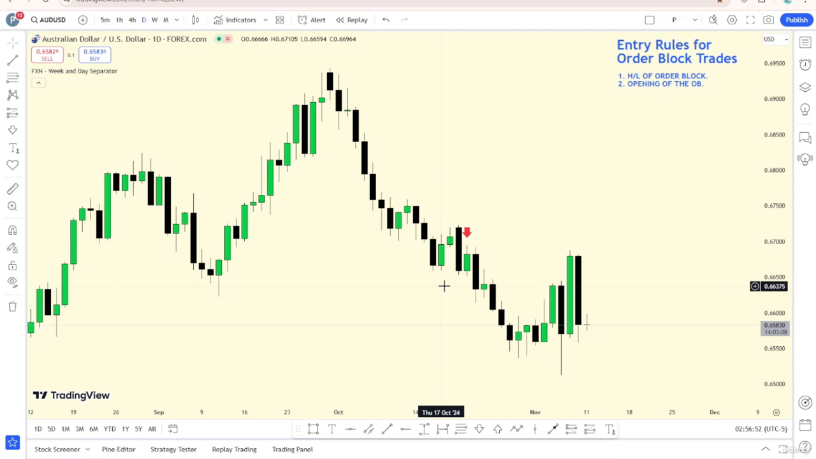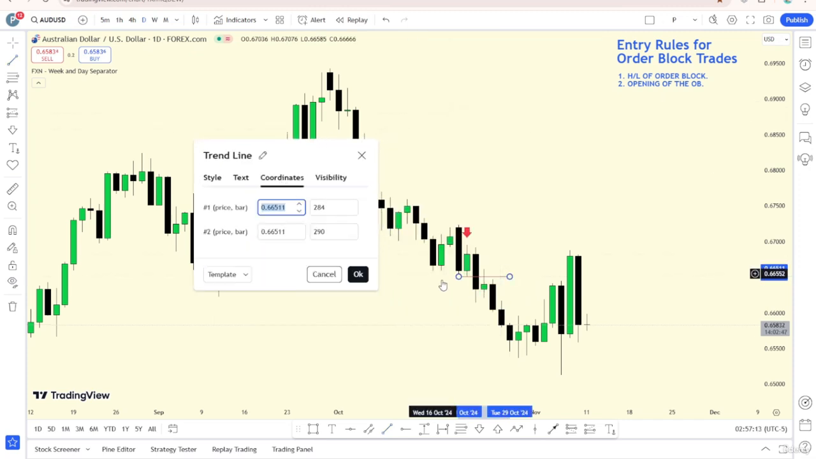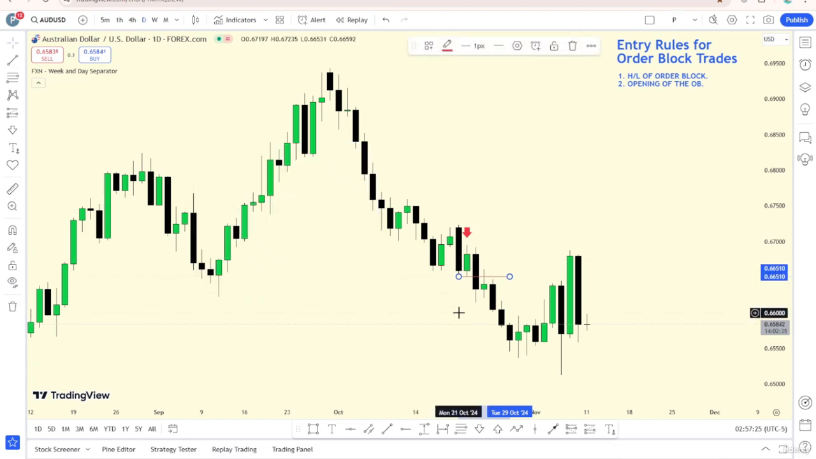Those are the two high probability entry points for the order block. We are also going to look at a bullish example. To illustrate this, maybe I can use that trend line. This candle here is our order block. When I say the low of the candle or the low of the order block, I mean the low of this candle right here. So let's outline that low. The exact low is 0.66510. So 66510 is the low of the candle.